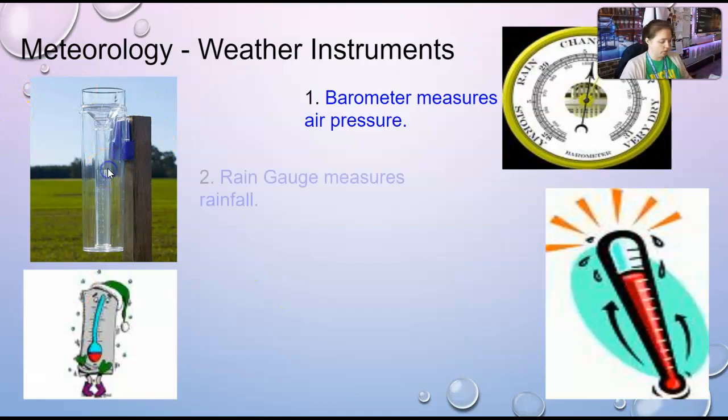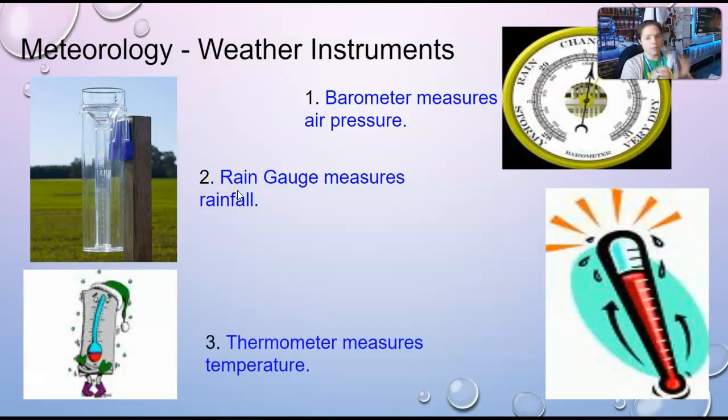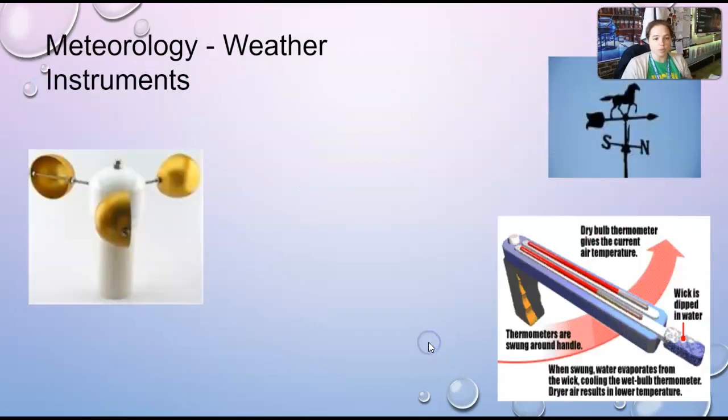Then you have this over here, which is a rain gauge. Right here, you'll see that it's got little lines to measure how much rain fills it up. Basically it tells you how much rain has fallen. Then we have the normal thermometer right there, which tells us the temperature.